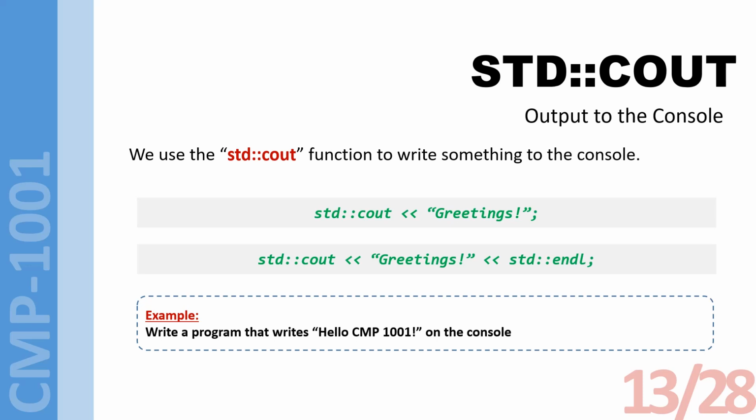If you want to go to the next line after writing whatever you want, then you can just add std::endl, as you can see. But you have to put these two arrows to the left in between the greeting and the std::endl. Okay, so let's write a program that writes "Hello CMP 1001!" on the console.